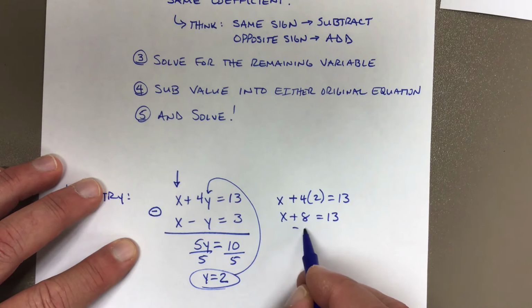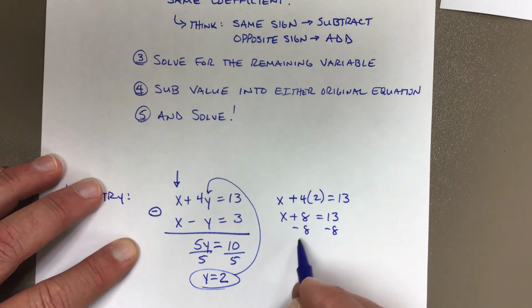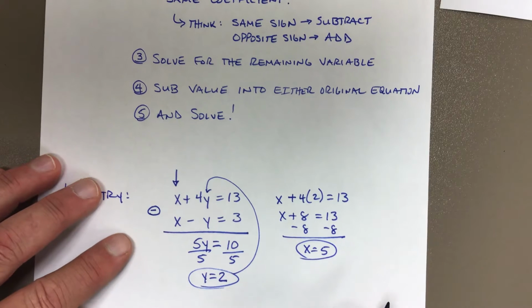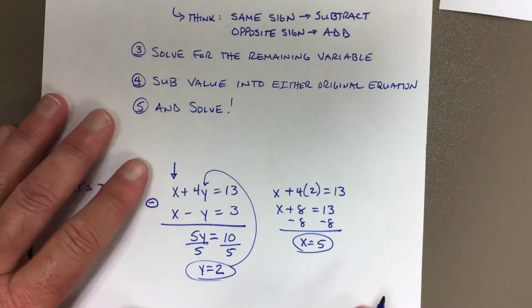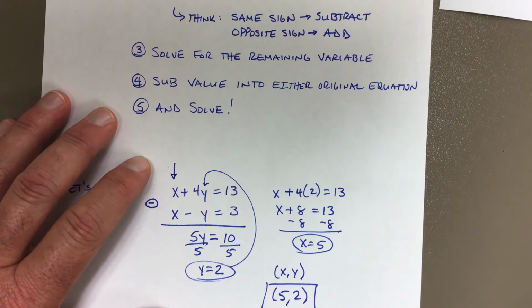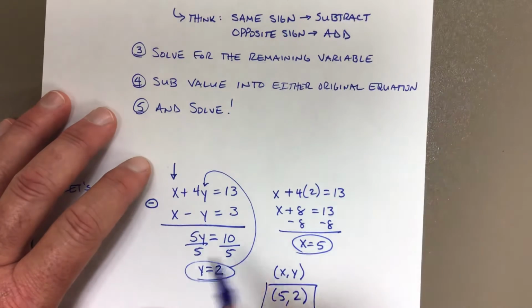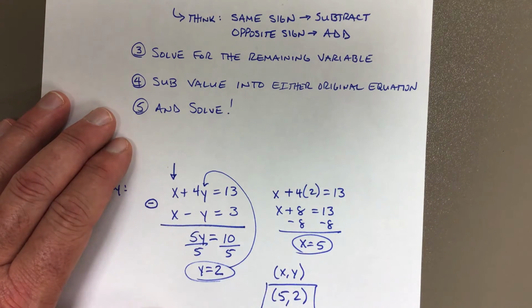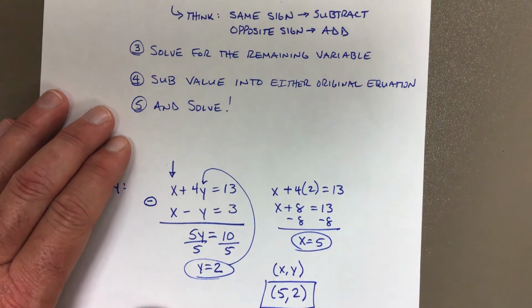What do we add 8 to get 13? Last time I checked, it was 5. So there's our answer. Remember, the point is represented as xy, so the x goes first: 5, 2. That is our answer every time. So what we did here was eliminate. We add or subtract, depends on what it is. All right, let's try some more here.